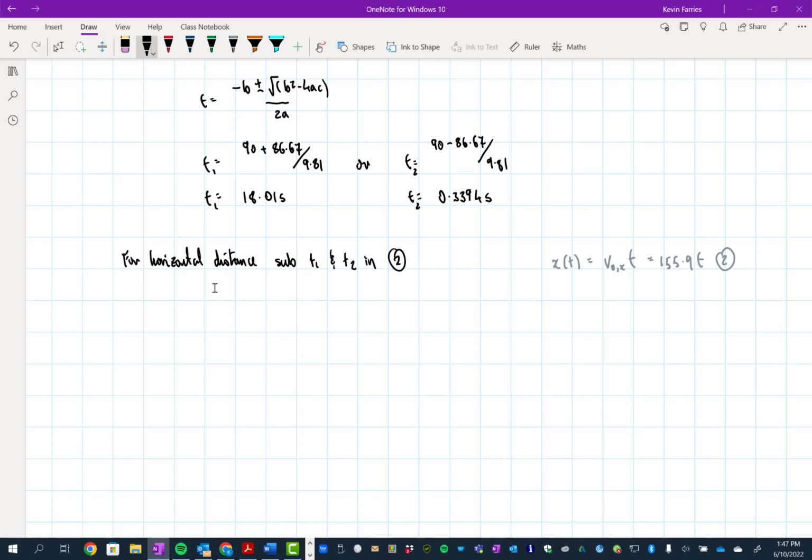So we set that in equation 2. So x1 is equal to 155.9 times t1, which is equal to 2808 meters, and x2 is equal to 155.9 times t2, which is equal to 155.9 times 0.3394, which is equal to 52.9 meters.